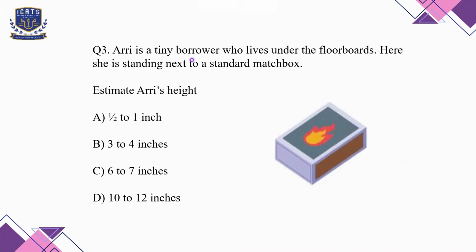Question number 3. Addie is a tiny borrower who lives under the floorboards. Here she is standing next to a standard matchbox. Estimate Addie's height. Option A, half to 1 inch. Option B, 3 to 4 inches. Option C, 6 to 7 inches. And option D is 10 to 12 inches.